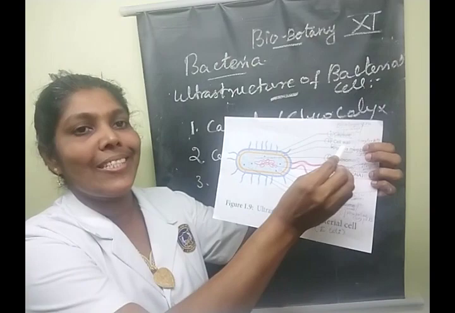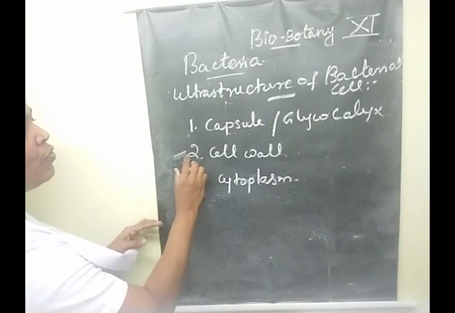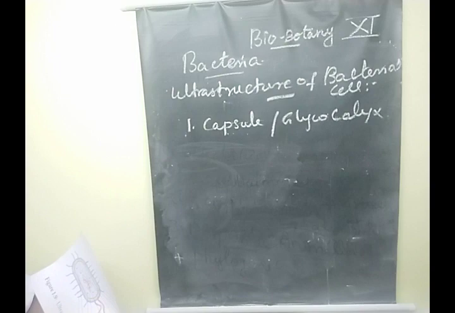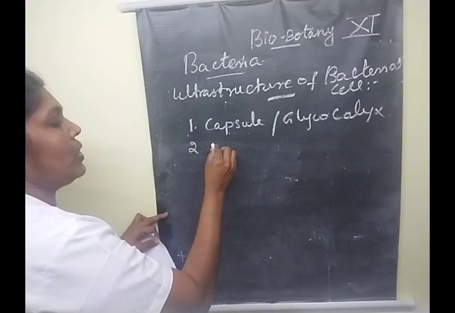The next one, the second layer, is the cell wall region. Understood? The next layer is the cell wall region. Here, the cell wall region is a granular and rigid structure.